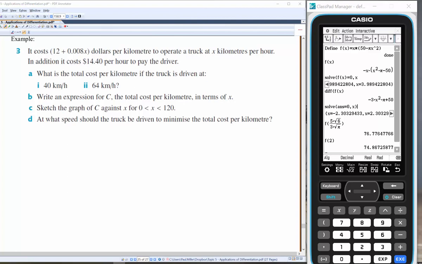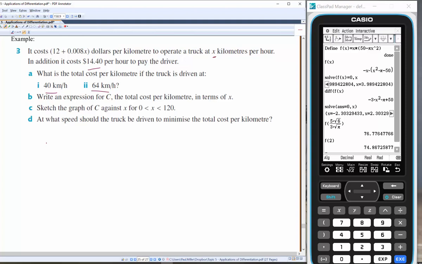All right, this one here is another really tricky problem. It costs 12 plus 0.008x dollars per k to operate a truck at x k's an hour. In addition, 14.40 per hour to pay the driver. So what we want to get is the total cost per k if the truck is driven at 40 k's an hour and 64 k's an hour.